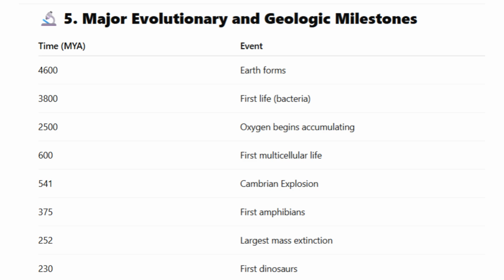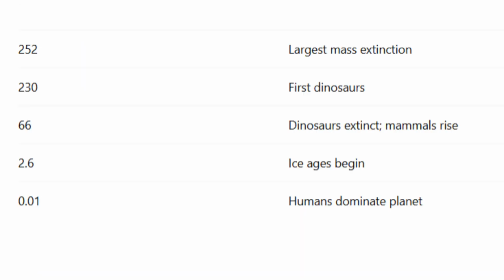5. Major evolutionary and geologic milestones. Time, event. 4,600: Earth forms. 3,800: first life, bacteria. 2,500: oxygen begins accumulating. 600: first multicellular life. 541: Cambrian explosion. 375: first amphibians. 252: largest mass extinction.